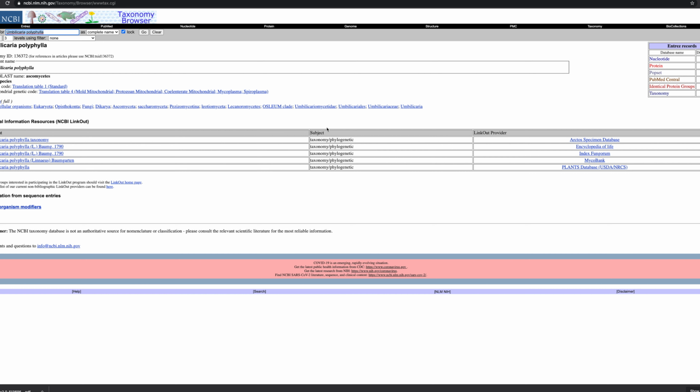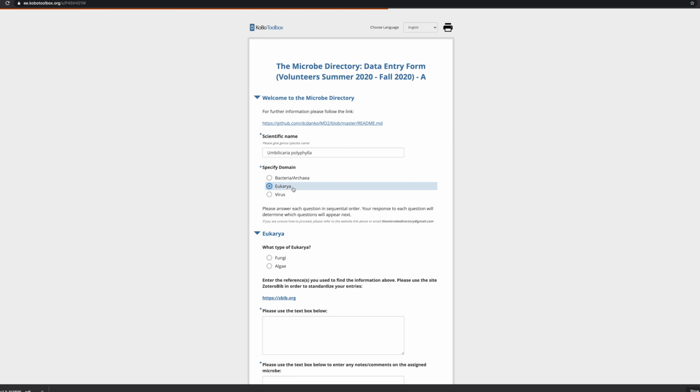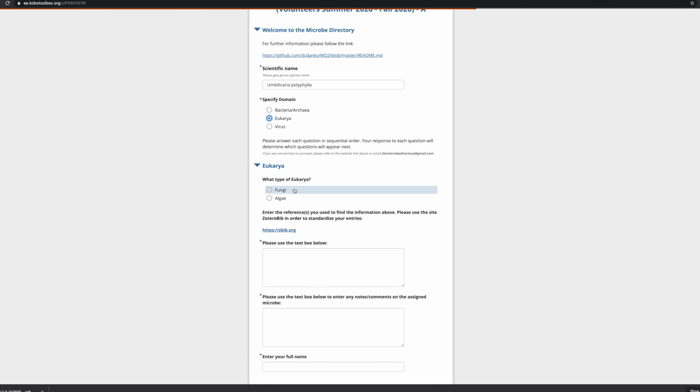So now that we know what is the lineage of our species, we will go to Kobo and start answering our Kobo form. So we paste the species name just as it is. We don't want to change any characters because then it wouldn't match on the Kobo database, and it will look like we didn't submit the species that was assigned to us. So we'll specify the domain, and we already know it's eukarya, and the type of eukaryotes, it's fungi.